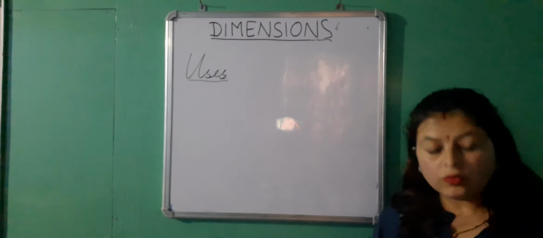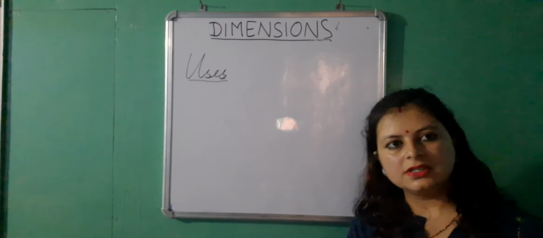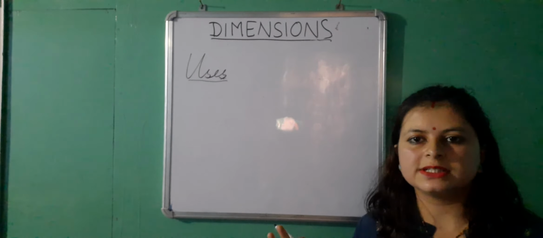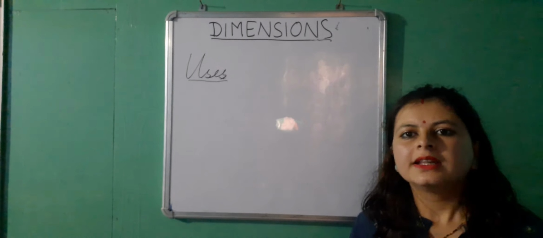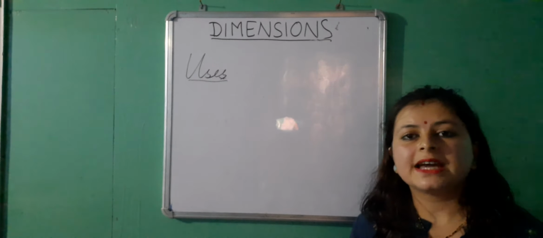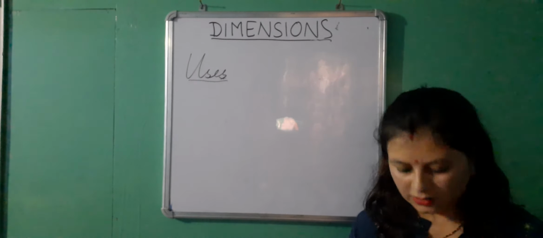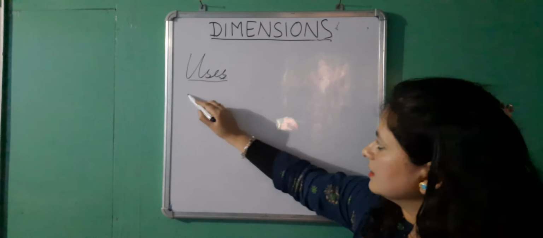Next, we will see what are the uses of this dimensional analysis. We have learned units. We have learned that a unit is necessary to express a physical quantity completely, provided the quantity contains a unit. All right. Then why this dimensional analysis? Why use this dimensional analysis at all? So let's see what are the uses of this dimensional analysis.